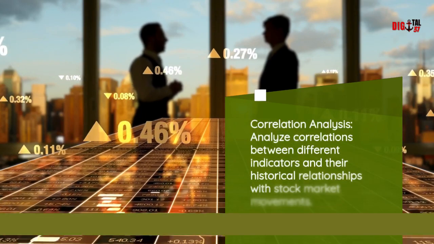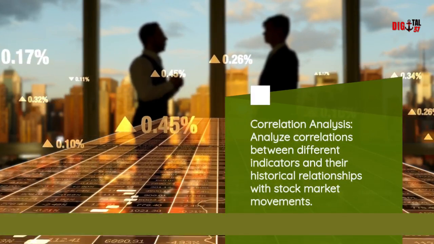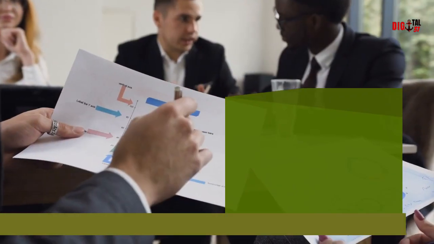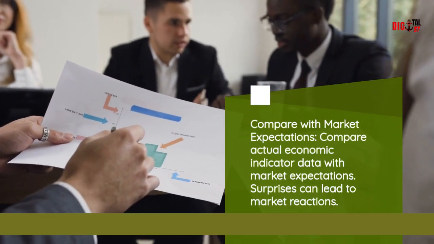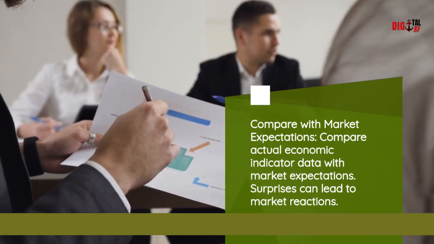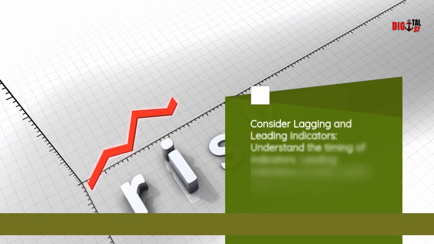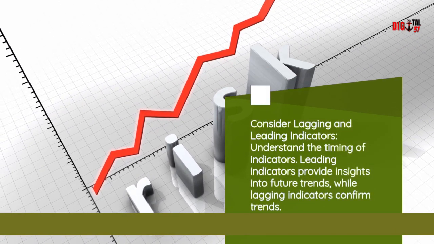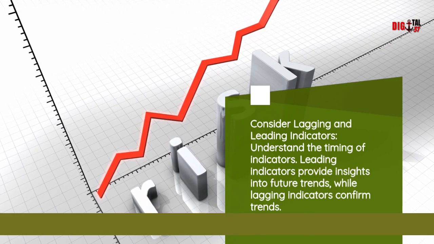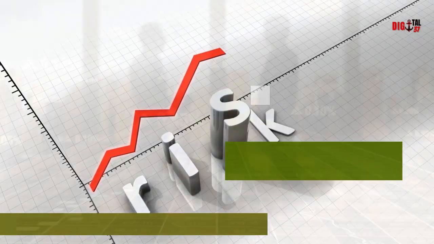Correlation analysis. Analyze correlations between different indicators and their historical relationships with stock market movements. Compare with market expectations. Compare actual economic indicator data with market expectations. Surprises can lead to market reactions. Consider lagging and leading indicators. Understand the timing of indicators. Leading indicators provide insights into future trends, while lagging indicators confirm trends.